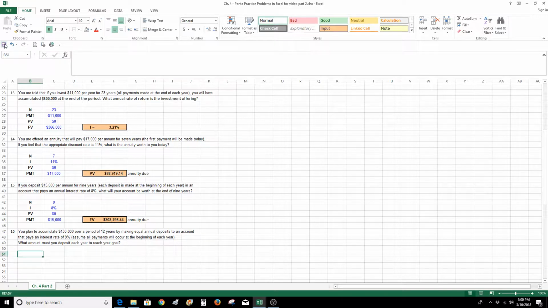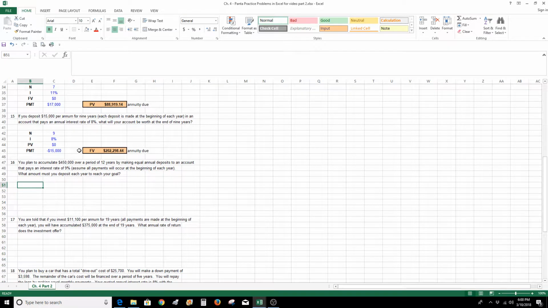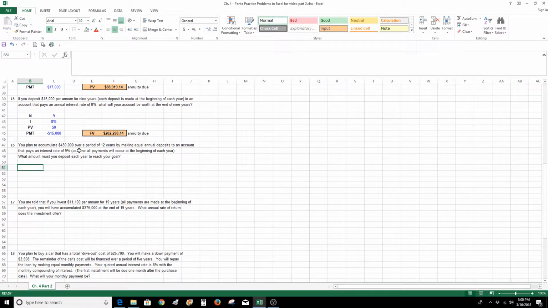Okay, next problem. You plan to accumulate $450,000 over a period of 12 years by making equal annual deposits to an account that pays an interest rate of 9%. Assume all payments will occur at the beginning of each year. So this is another annuity due. What amount must you deposit each year to reach your goal?